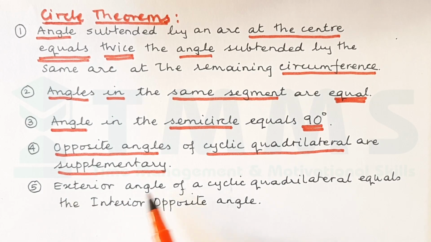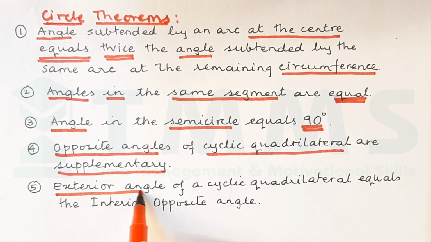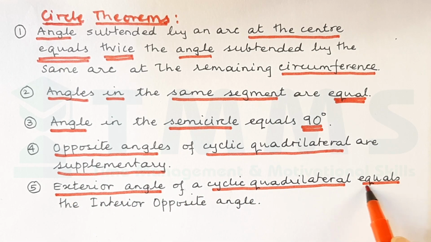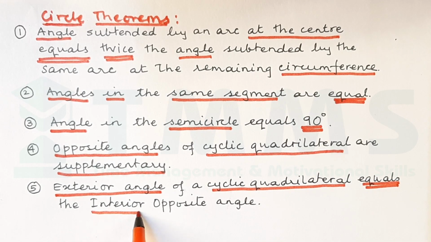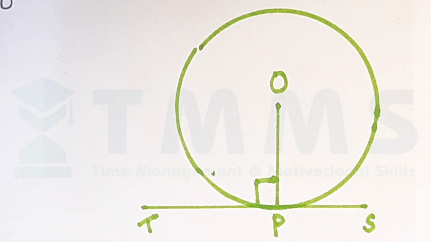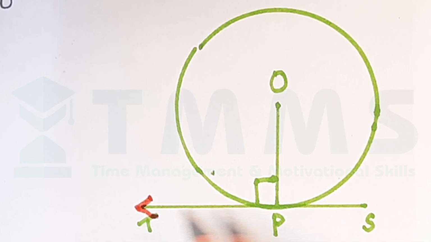So we come to the fifth theorem. Exterior angle of a cyclic quadrilateral equals interior opposite angle.